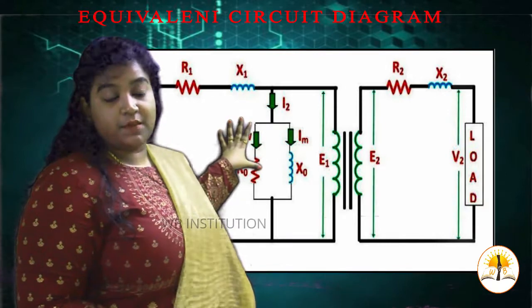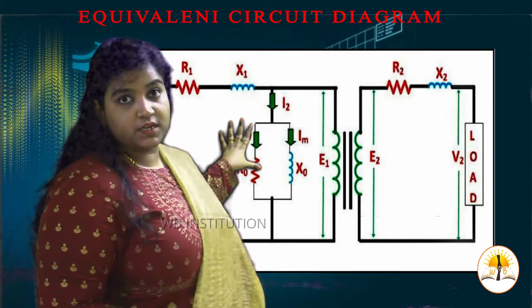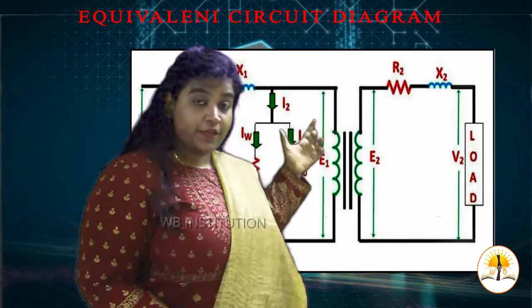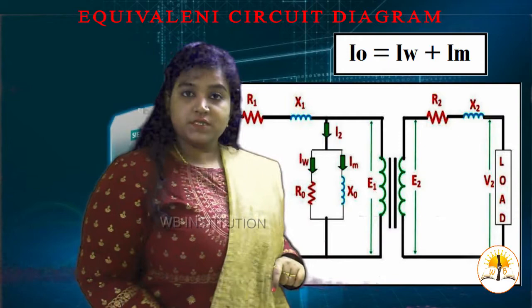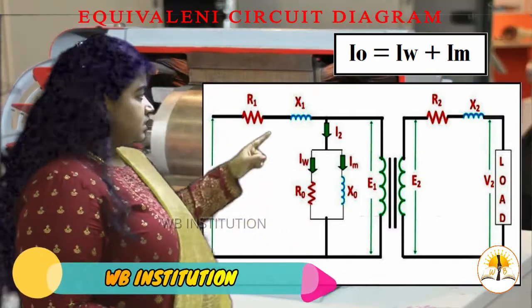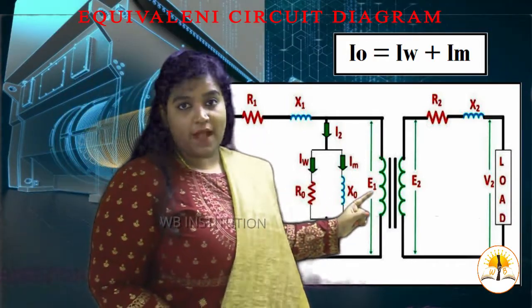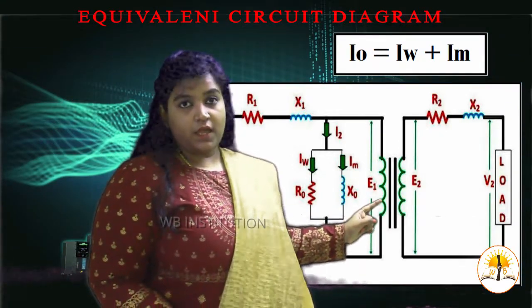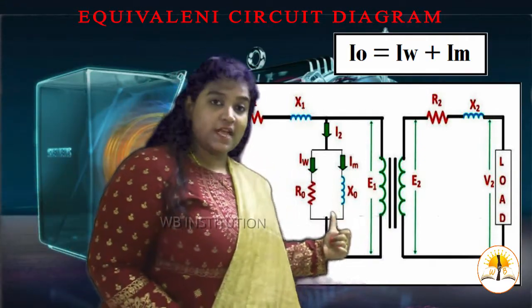Just imagine IW is a leakage current which is associated with leakage flux, and IM, which is called a magnetizing current. So here we can develop an equation: I naught is equal to IW plus IM. I naught is nothing but the no load current. Now this will generate a magnetic flux of phi. In order to that, an EMF is generated in both primary and secondary area, that is denoted as E1 and E2.